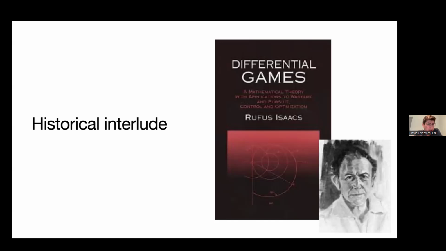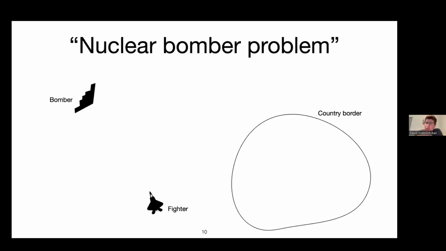So there's a couple interesting ones I want to point out to you. The first one, I don't think he gave it this name, but this is how I've heard it described, as a nuclear bomber problem. But imagine you're the fighter. There's a bomber, and you, the fighter, are trying to shoot down the bomber before it gets too close to your country border. And the border can look whichever way you like. What's the right strategy here? So what's the Nash strategy and feedback strategy?